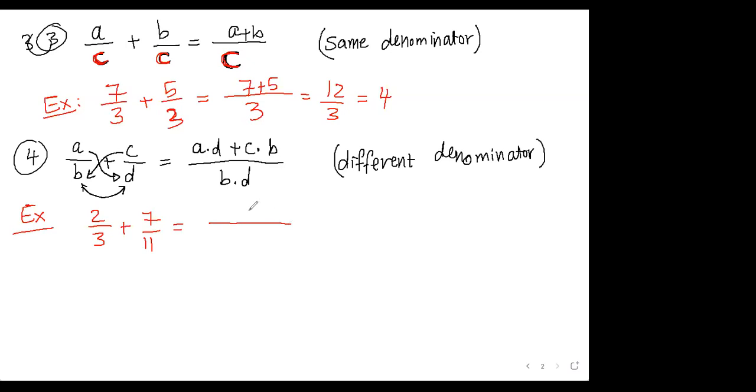We cross multiply. That means 2 times 11 plus 7 times 3 over 11 times 3 times 11. How do we think about this? Again, we multiply 2 by 11, multiply 7 by 3, and multiply 3 by 11.